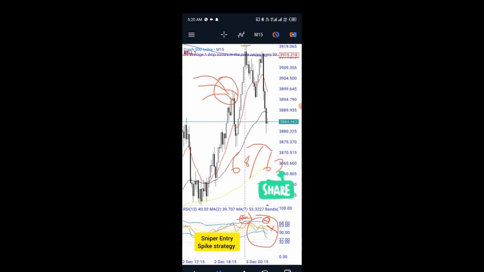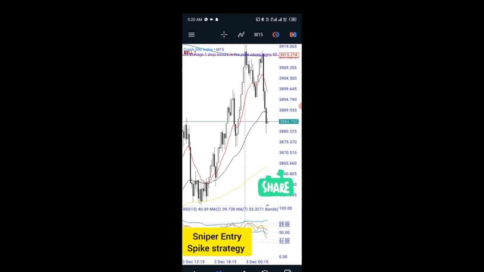You can see that I have little or no drawdown. It is what we call a sniper entry, a sniper entry spike trading. So that's how you get your confirmation.